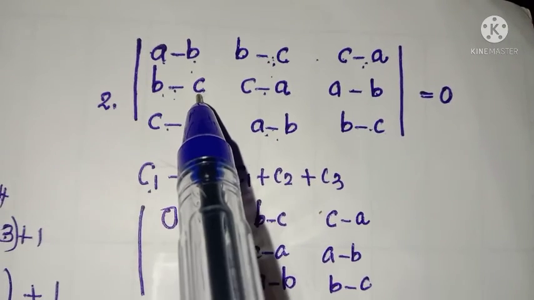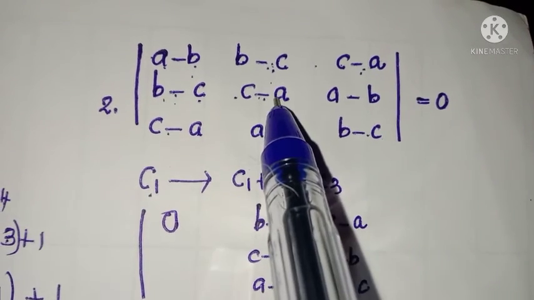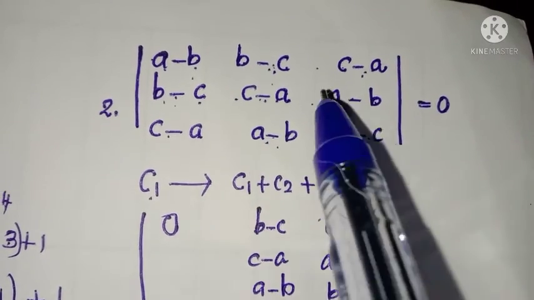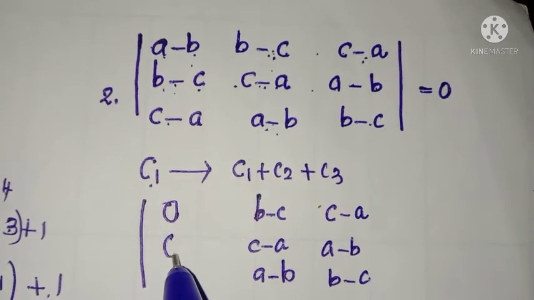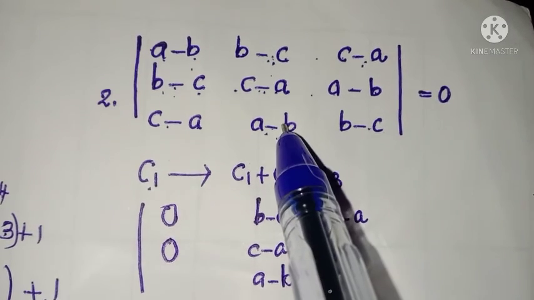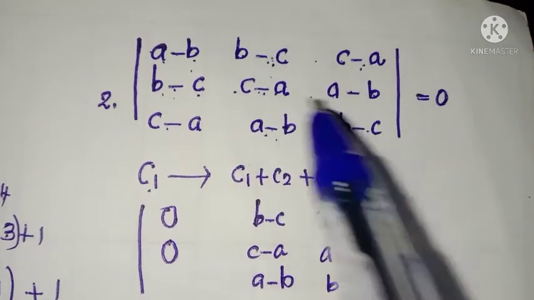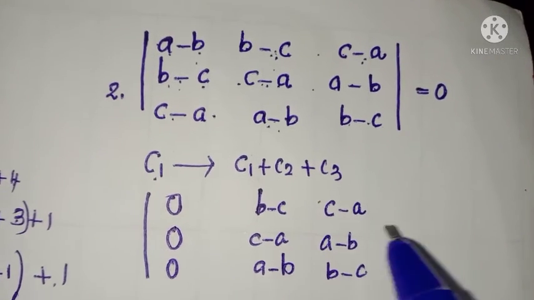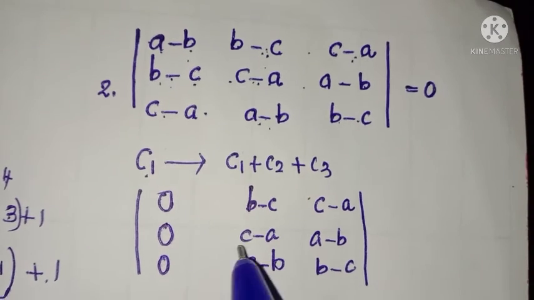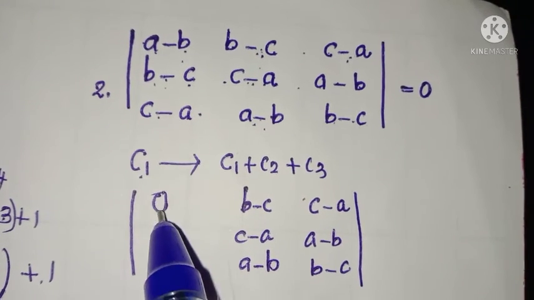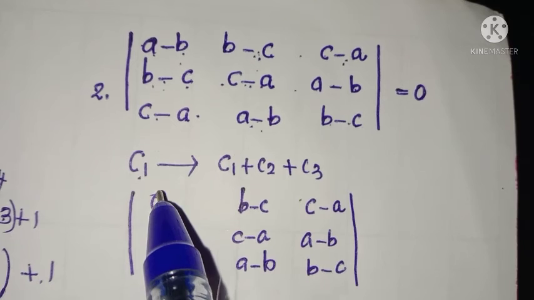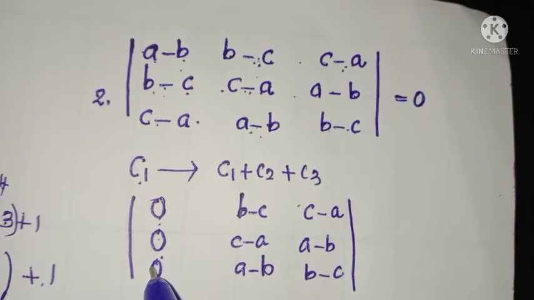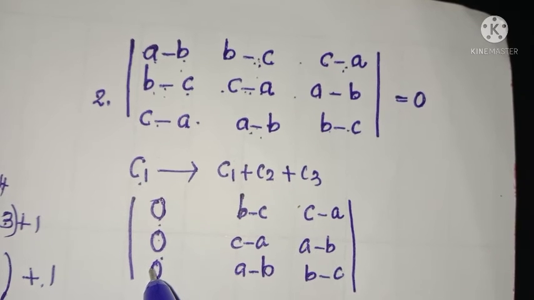Similarly, B minus C plus C minus A plus A minus B. We can see that the sum of all three elements is equal to 0. If we add A minus B and B minus C with C minus A, it becomes 0. So in this determinant, in the first column, all the entries are 0.